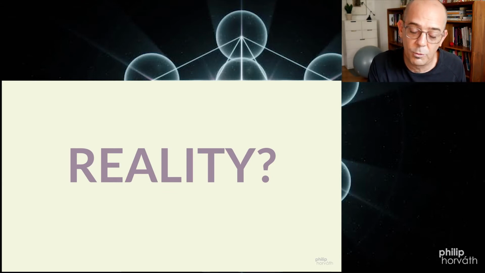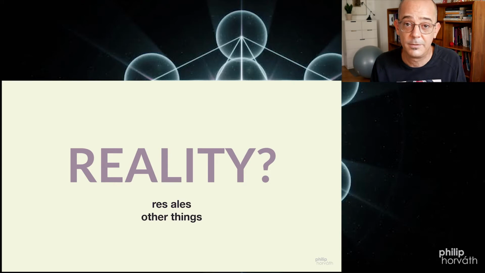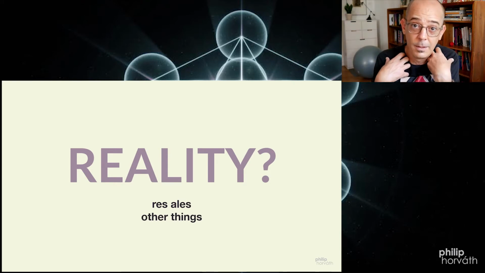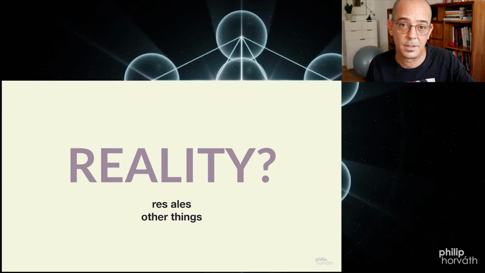And important here is that reality comes from the Latin res alles, which means other things. So technically there's you, I, and everything that's not I, everything else. Res alles, other things, reality. And reality is not an objective thing. Reality is a subjective experience and a collective co-creation.